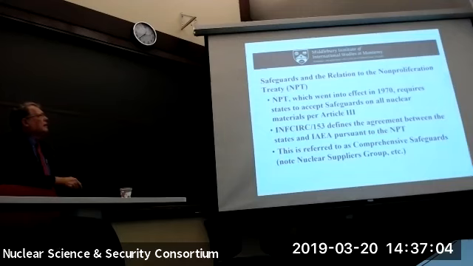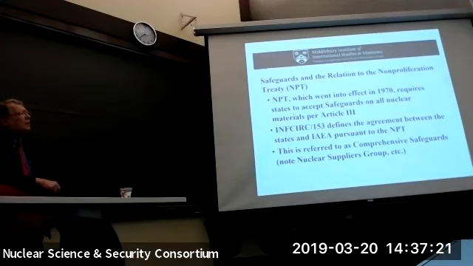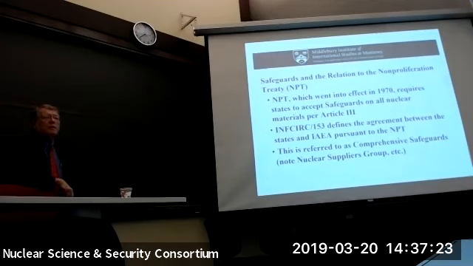So, under the NPT, if you're an NPT member, you have to accept safeguards, and the kind of safeguards you have to accept are set out in INFCIRC/153. This is referred to as comprehensive safeguards. This is an important term because it shows up when you start talking about things like the Nuclear Suppliers Group, a voluntary group of countries that supply nuclear dual-use equipment. They are not supposed to supply equipment to countries that do not have comprehensive safeguards in place.